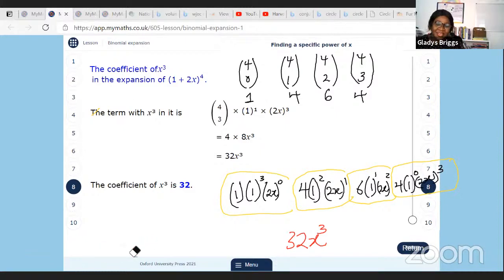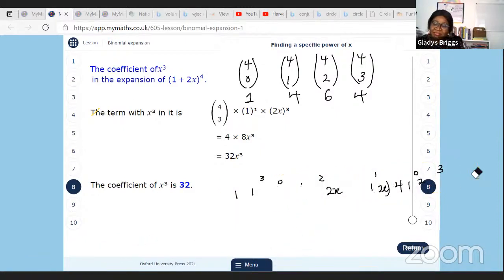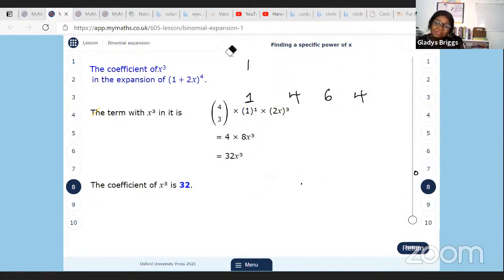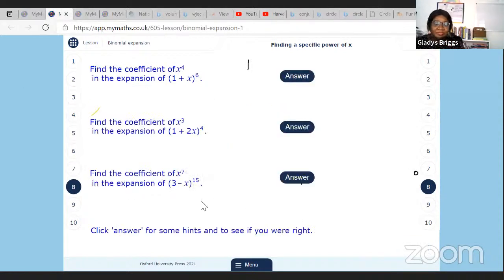Okay, let's go back. Nobody has got it right so far. Now, how about the last one? x to the power of 7 is the one they are after on this one. Ooh. So now you need to know it to be able to do it.